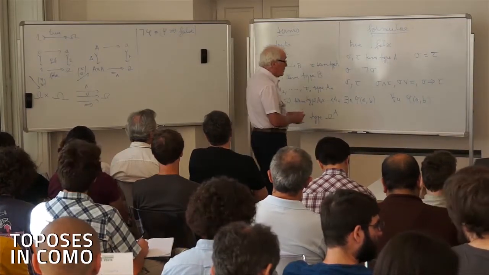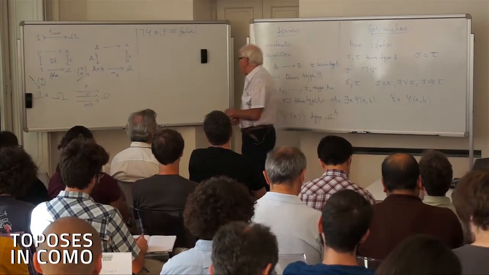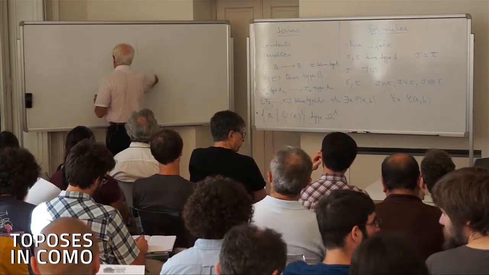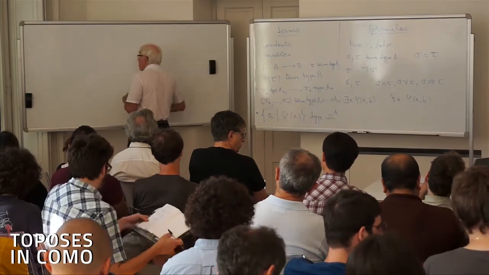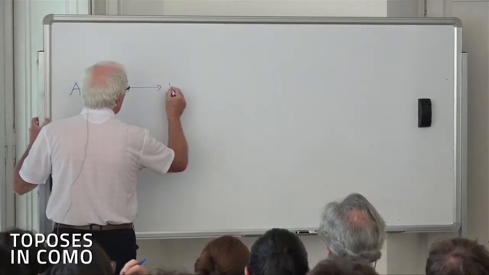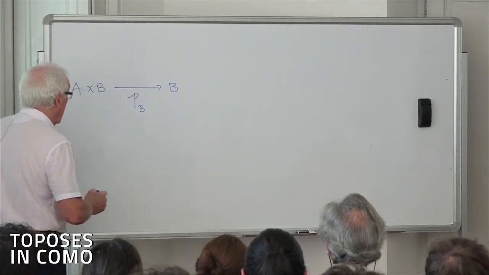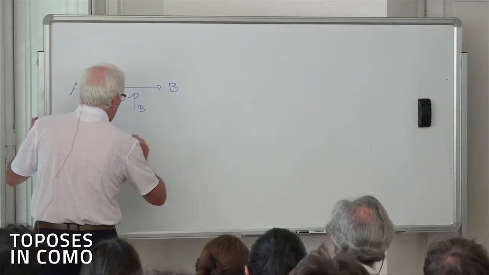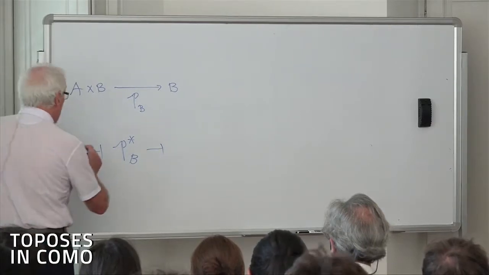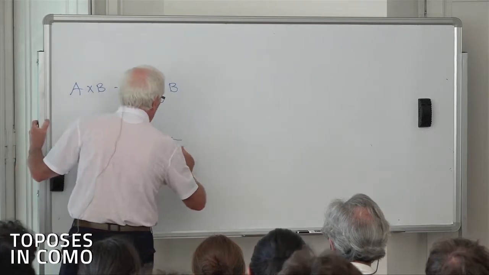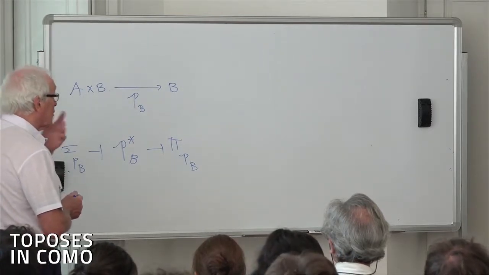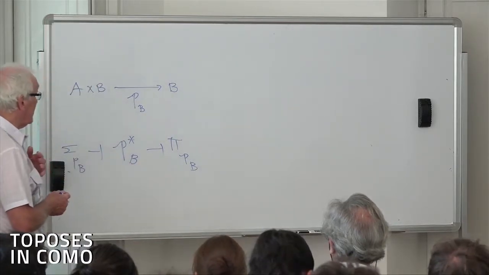And then we end up with the two quantifiers. We have to interpret the quantifiers. We have essentially done that yesterday. We take the projection, and we have seen that pulling back along this projection has a left adjoint and a right adjoint, sigma PB and pi PB. Very deep theorem. The construction of pi is very difficult. That of sigma is very easy.